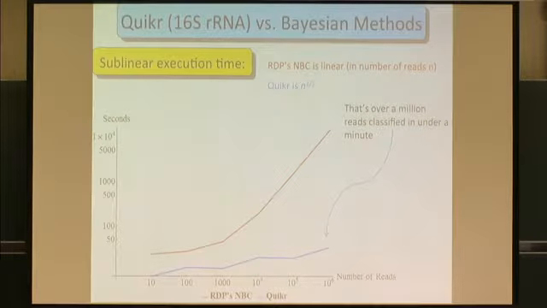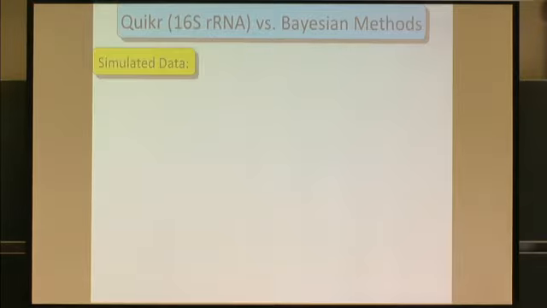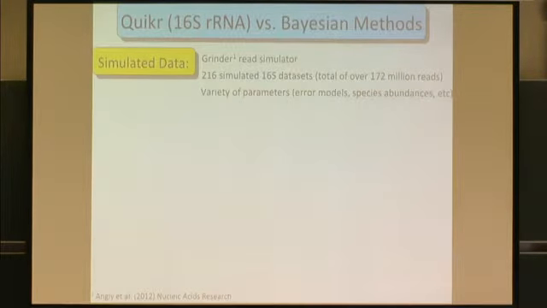But it's not going to be any good if it's very quick and it doesn't give you at least a somewhat accurate reconstruction. So let's go ahead and see how it works on simulated data. So I used Grinder, which is this really nice 16S as well as whole genome shotgun read simulator. And I just simulated a whole bunch of different data sets, a whole bunch of different reads, and a variety of different parameters. Let's see how this works.